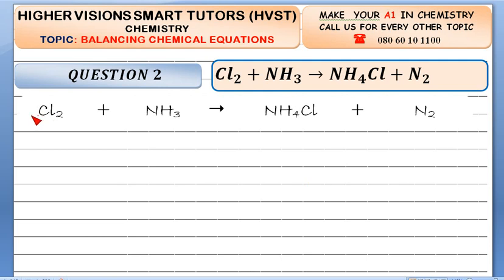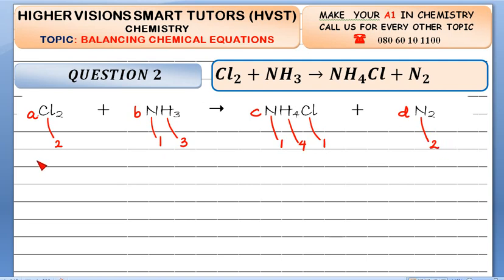So let's put a letter in front of each: letter A, letter B, letter C, and letter D. Then we take the elements one after the other. Before we put the letters, we have 2 atoms of chlorine, 1 atom of nitrogen, and 3 atoms of hydrogen on the reactant side. On the product side, we have 1 atom of nitrogen, 4 atoms of hydrogen, 1 atom of chlorine, and 2 atoms of nitrogen.